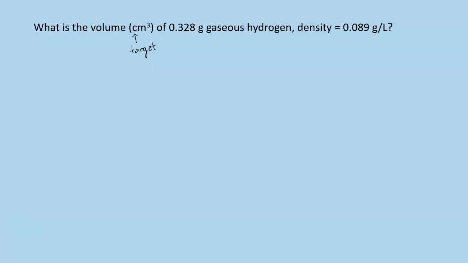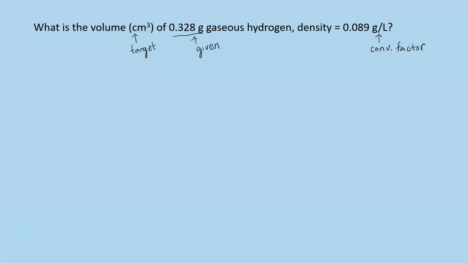Then conversion factors can be easy to spot because they've either got an equality or a slash in the units, and here density has a slash in the grams per liter. So that's going to be a conversion factor because of the slash in the units. And the only other number that they give me in the question is this 0.328 grams, so that must be my given information.